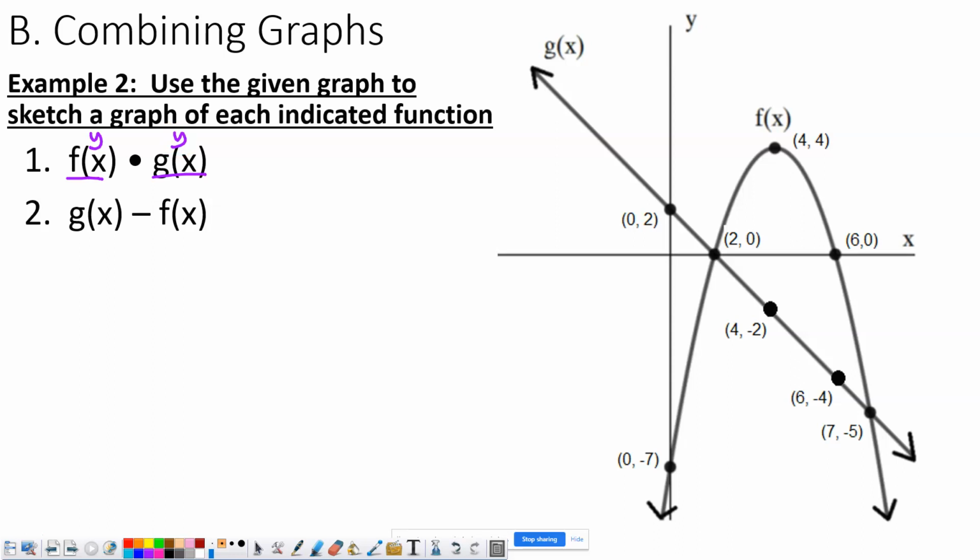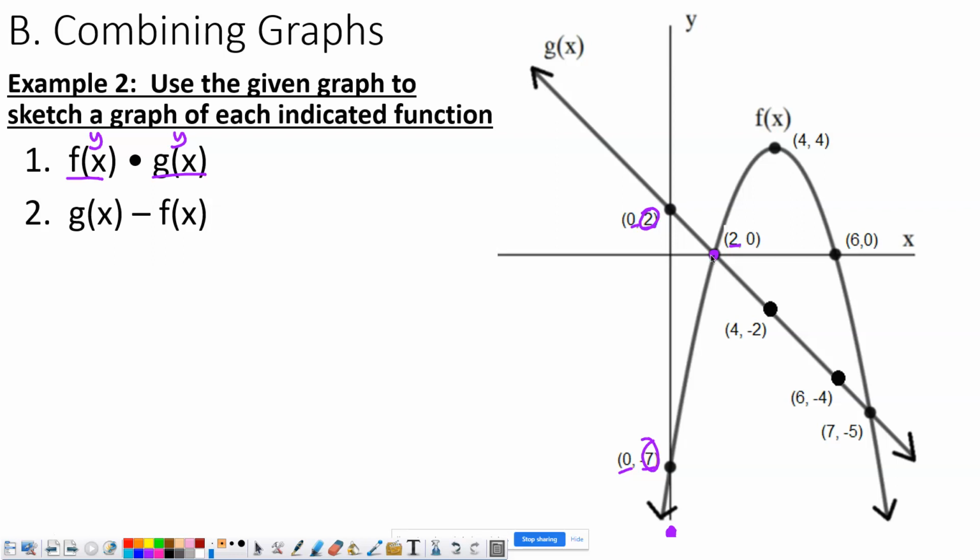So let's start with our first x value on our graph, which is 0, right? For that first x value, we have 2 and -7. Those are my y values, so I'm just going to multiply those. What's 2 times -7? That's -14. So I'll just put a dot in line with those at -14. The next x value, 2. Both functions have the same y value there. They're both 0. So 0 times 0 is 0.